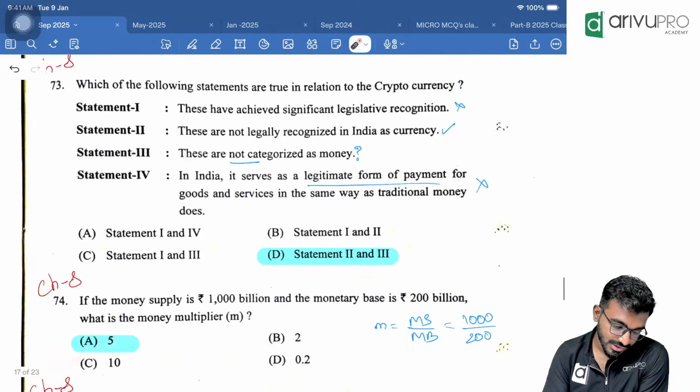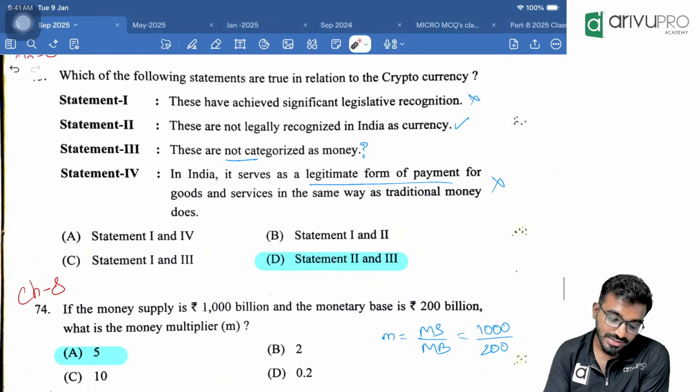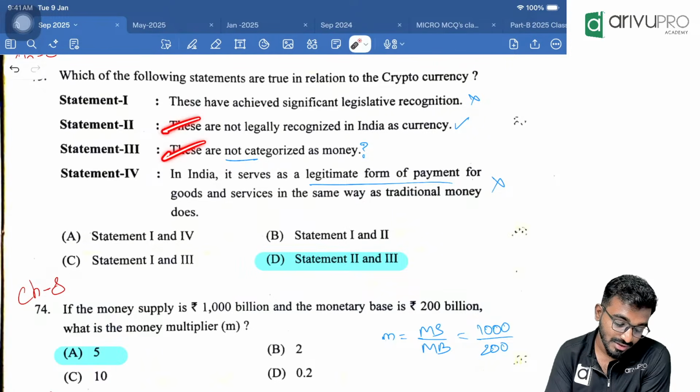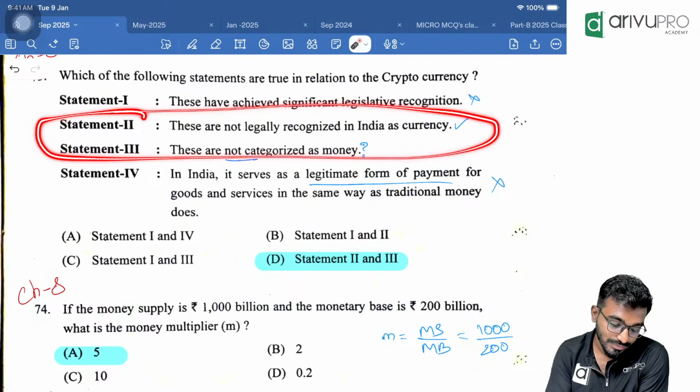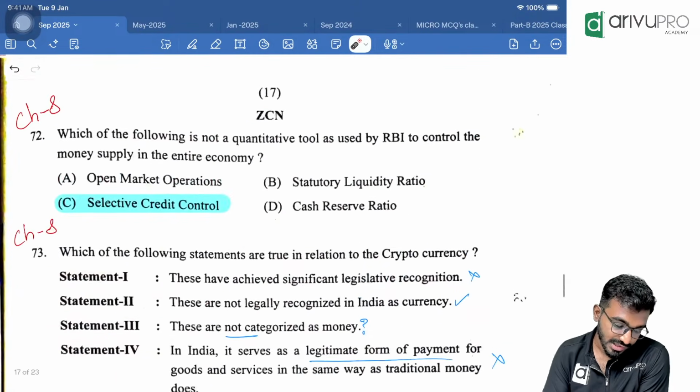Next, we already did this. Which of the following statements are true with respect to cryptocurrency? Is crypto legally recognized in India? No. Here they say it has achieved significant legislative recognition. No, there is no legislative recognition. They are not legally recognized in India as a currency. They are not classified as money, not at all categorized. In India, does it serve as a legitimate measure for payment? No, we can't accept it as a payment. So 2 and 3 are correct.